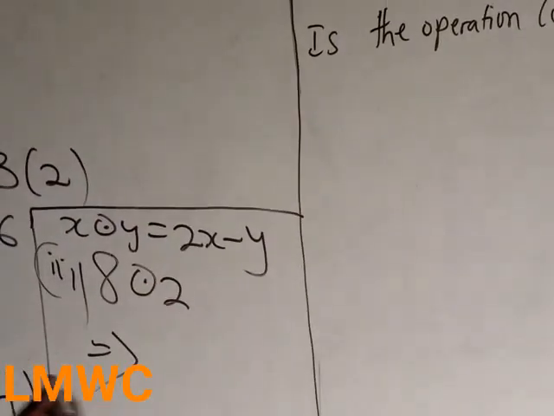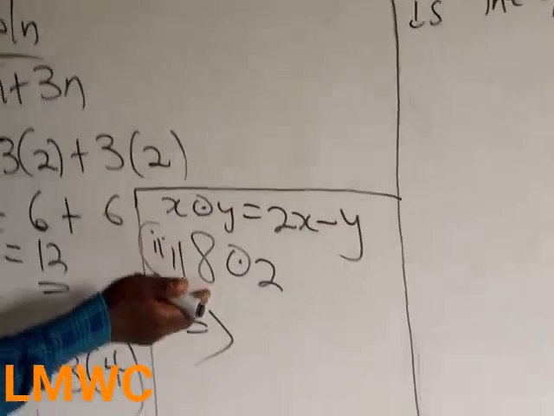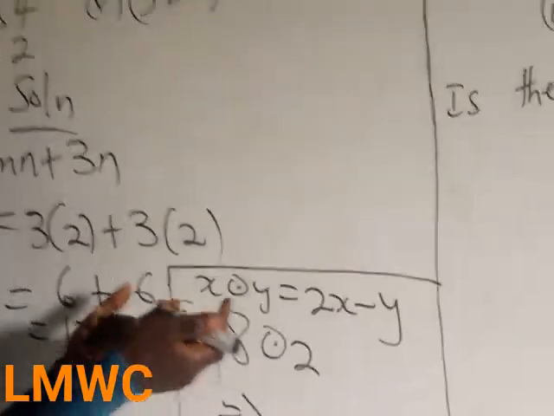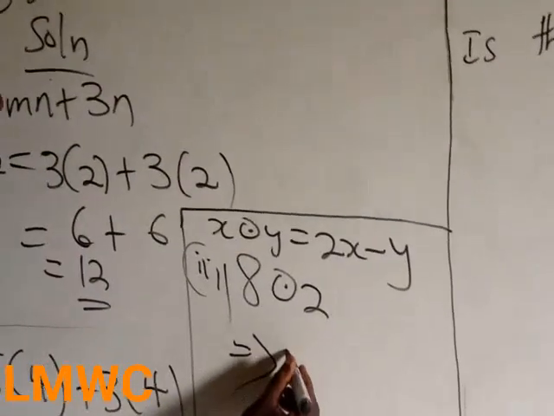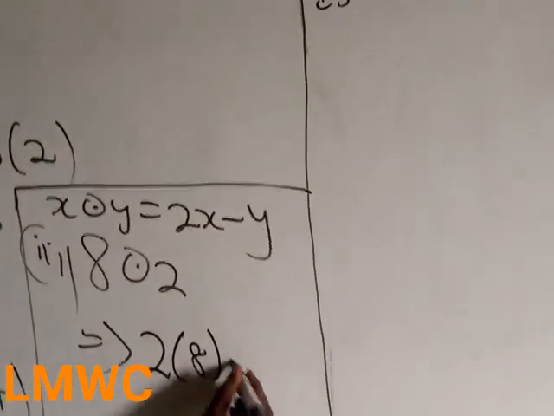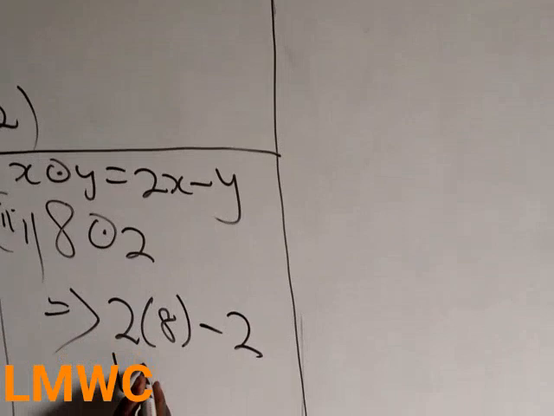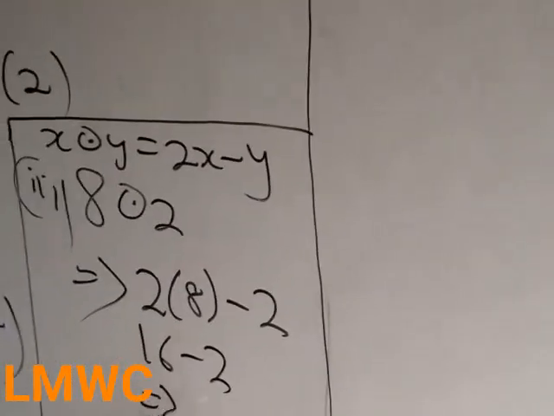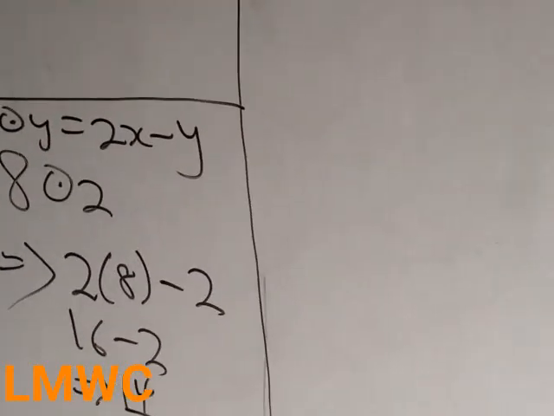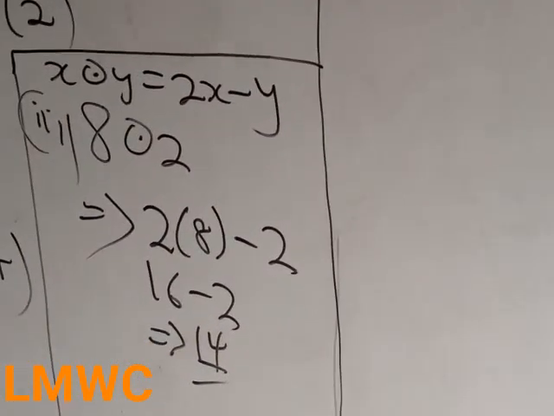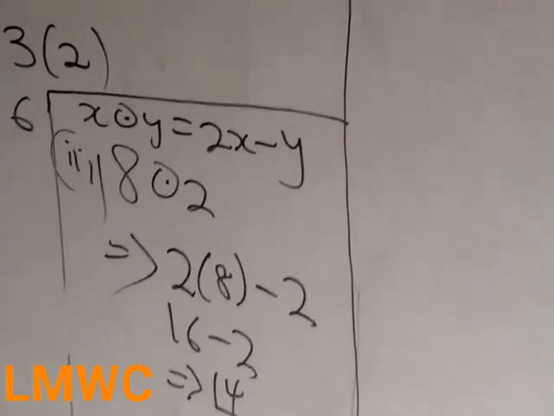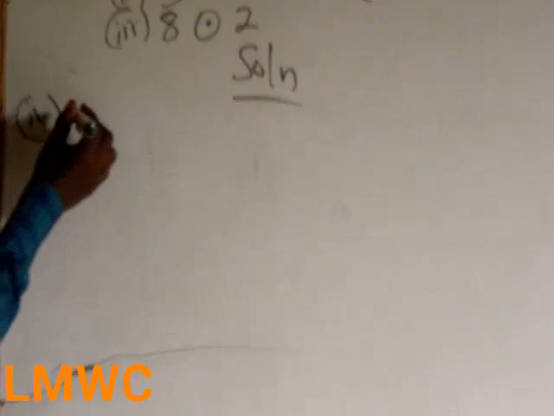2. So wherever you see x, you substitute 8. Wherever you see y, you substitute 2. It becomes 2 times 8 minus 2. 16 minus 2. We are having 14. Let us take the fourth one.